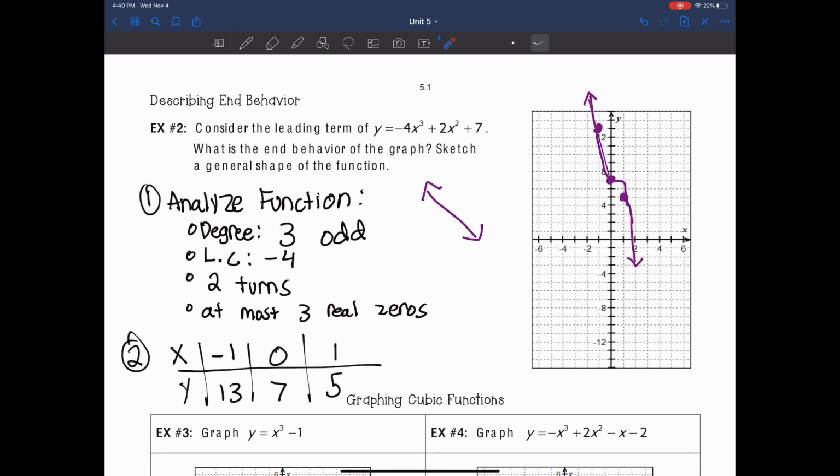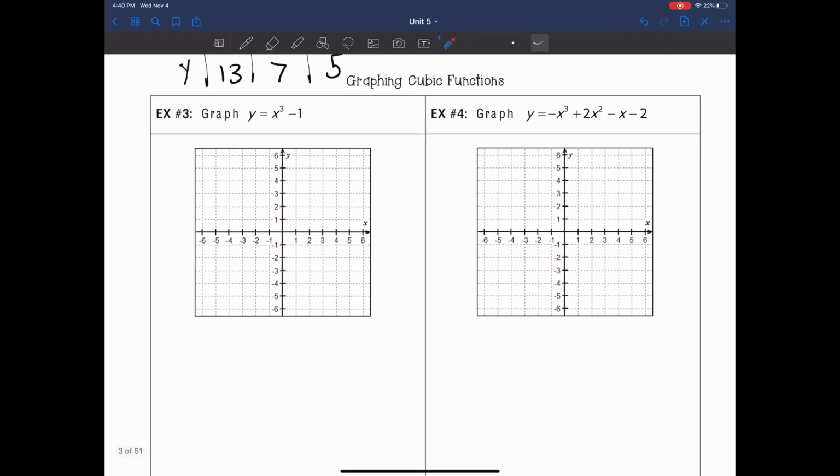All right, let's go down to example 3. So we're going to graph some cubic functions. First of all, let's graph y equals x cubed minus 1. So something I want you to recognize here is that the parent function of this is going to be y equals x cubed. Okay, so we know the graph of y equals x cubed. Since that's an odd function, it's going to be going up in one direction and down in the other direction.